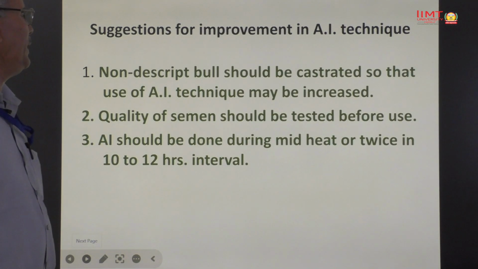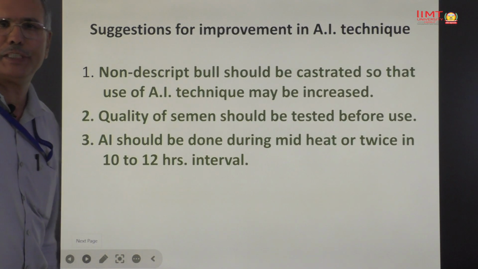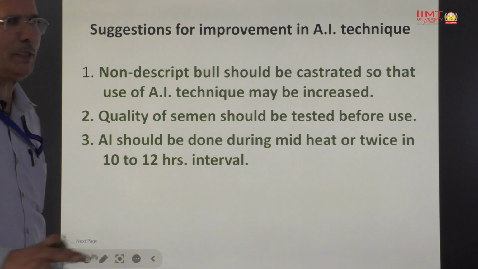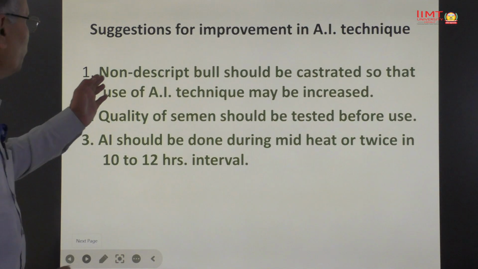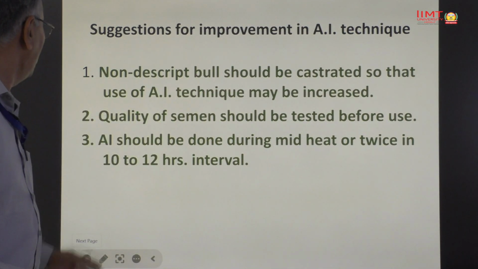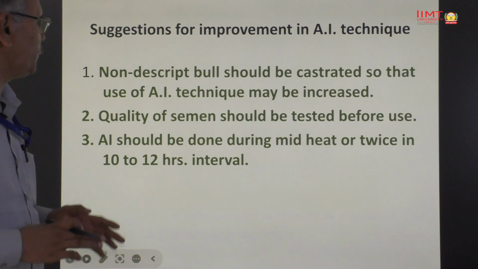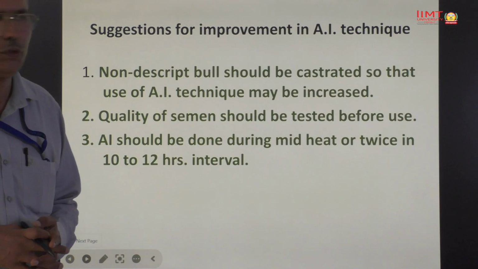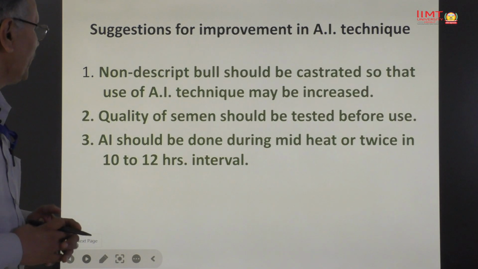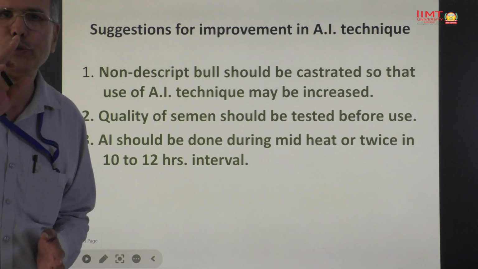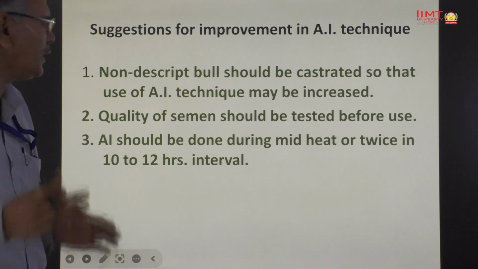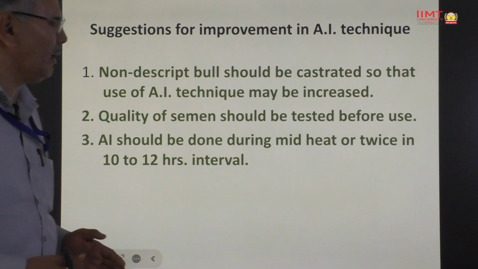Suggestion for improvement in artificial insemination. Number 1, nondescript bull should be castrated so that use of artificial insemination technique can be increased. Number 2, quality of semen should be tested before use or before AI. Number 3 is AI should be done during mid-heat, or twice in 10 to 12 hour interval.